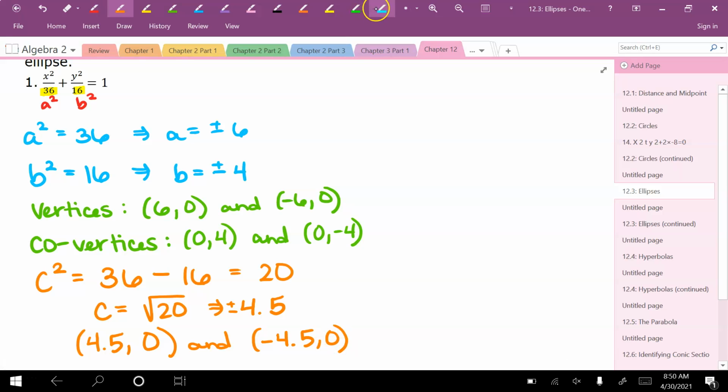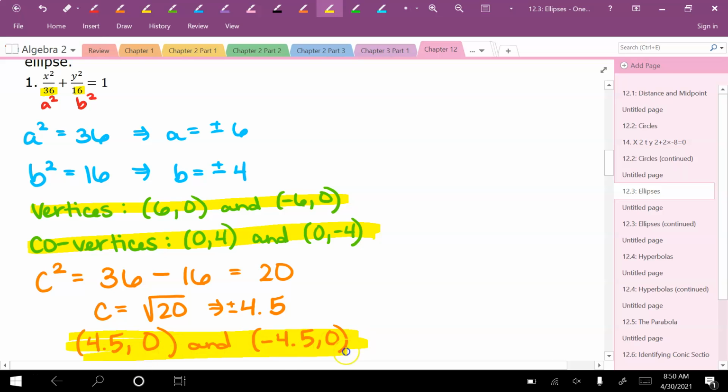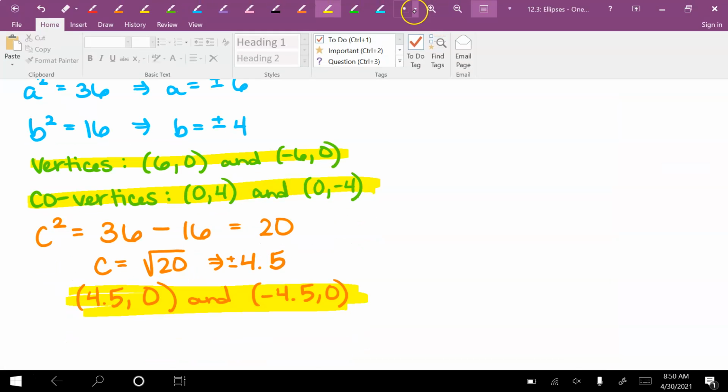All right, so if we look here, here's the pieces of information that I'm going to have to graph now. My vertices, my co-vertices, and my foci points. Once I have these graphed, then I should be able to sketch in what my ellipse is going to look like.